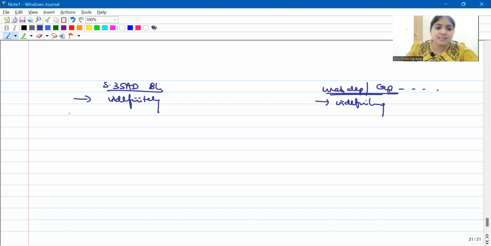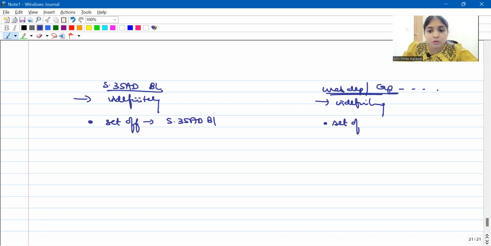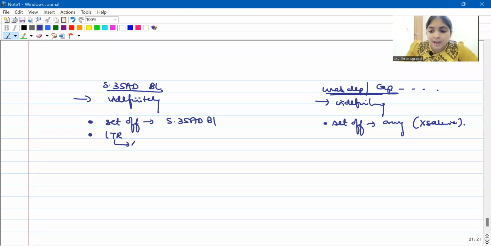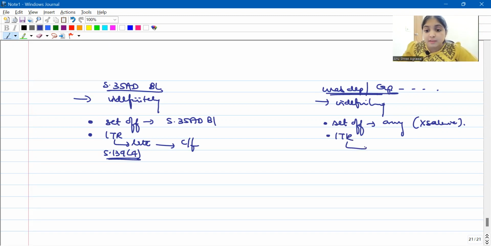There are two differences, guys. Difference number one, 35AD business loss, you can set off against what? You can set off only against 35AD business income. But unabsorbed depreciation, you can set off against what? You can set off against any head of income except salaries. Okay. And there is one more difference. 35AD business loss, if you filed your ITR late, then can you carry forward 35AD business loss? No. If it is section 139(4) return, that is if you filed your return late, you cannot carry forward 35AD business loss. But unabsorbed depreciation, even if you filed your ITR late, you can still carry forward.